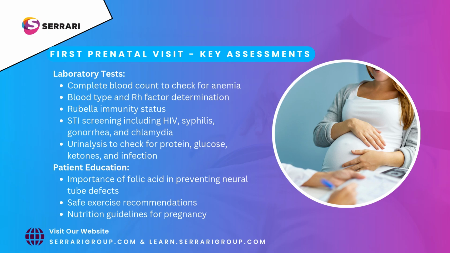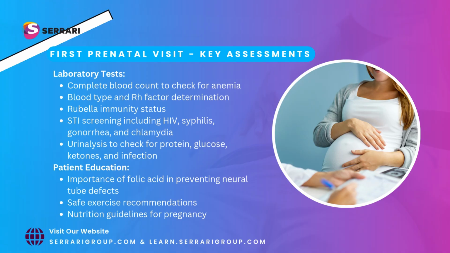Laboratory tests. Complete blood count to check for anemia. Blood type and Rh factor determination. Rubella immunity status. STI screening including HIV, syphilis, gonorrhea, and chlamydia. Urinalysis to check for protein, glucose, ketones, and infection. Patient education. Importance of folic acid in preventing neural tube defects. Safe exercise recommendations. Nutrition guidelines for pregnancy.